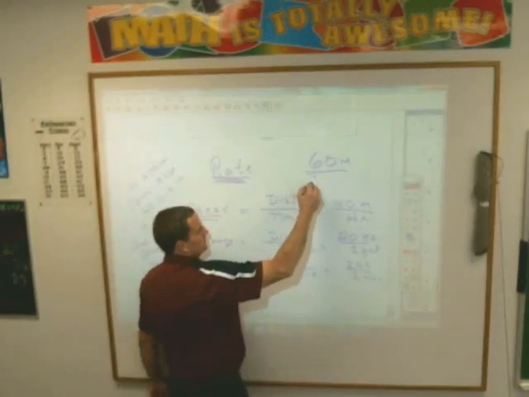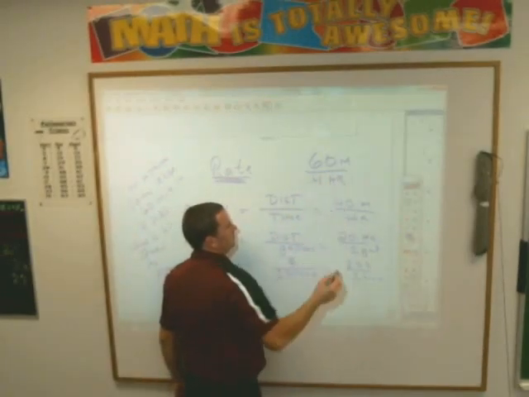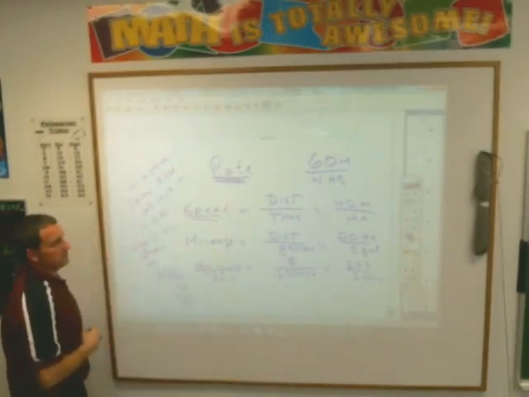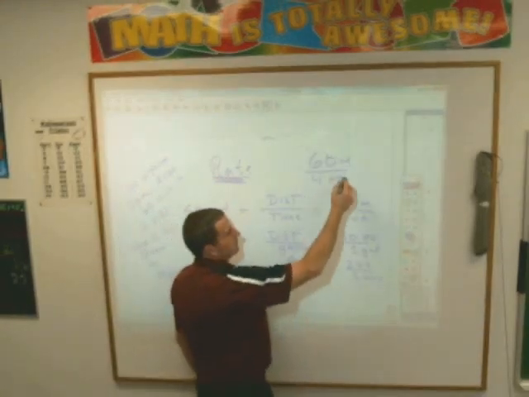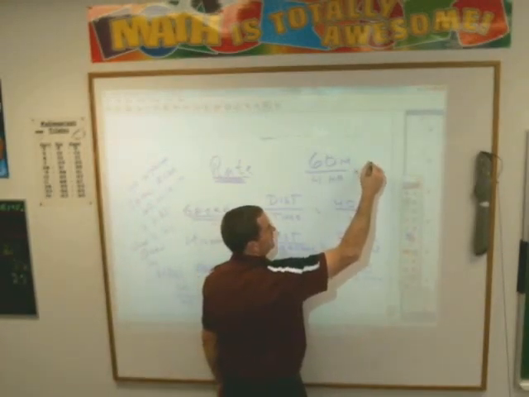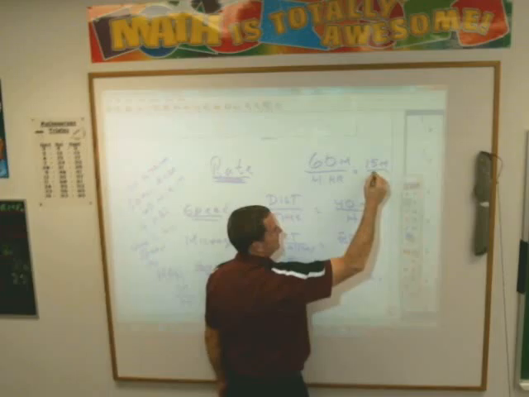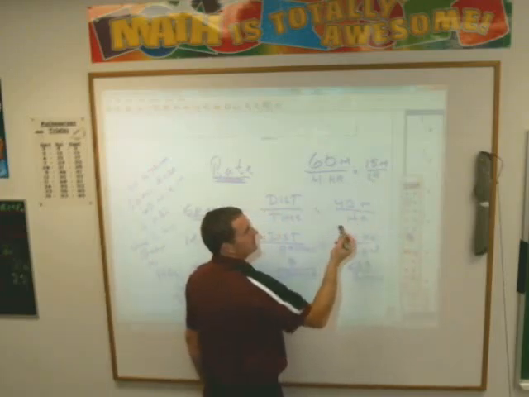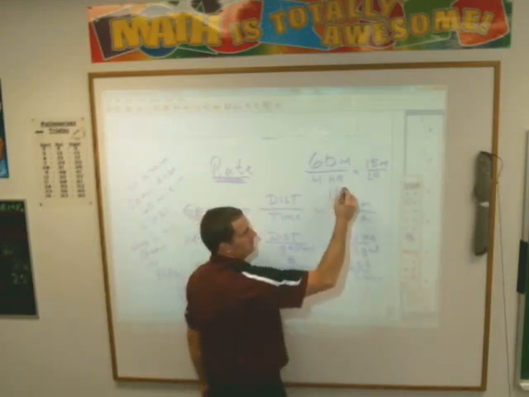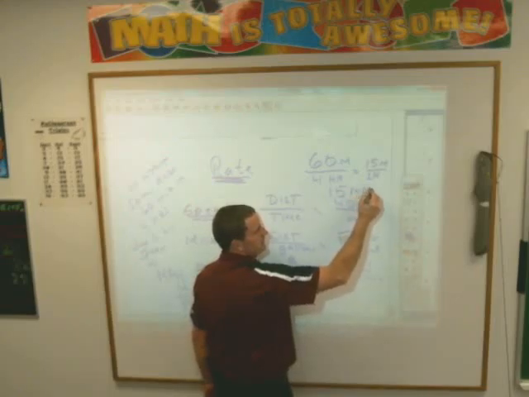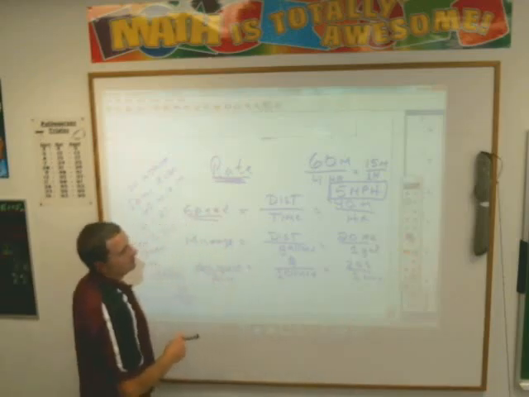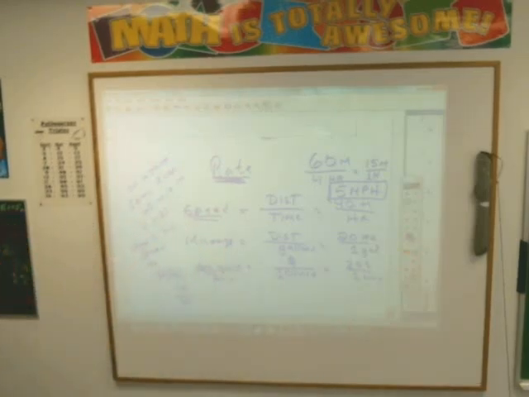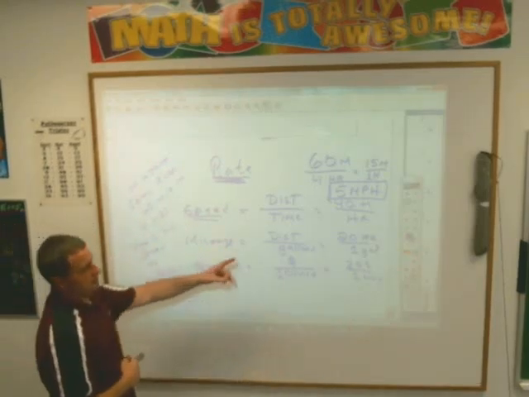How long did it take him? 4 hours. And this would be okay if it couldn't be reduced. But 60 miles over 4 hours can be reduced down to what? David? 15. Right. And we could write it like this, miles per 1 hour. But usually, like I said, when we talk about speed, we write it MPH, 15 miles per hour. They mean the same thing. This is just in fraction form.